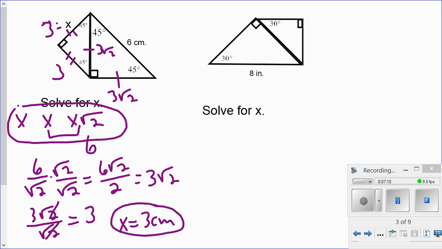Okay, let's take a look at this other triangle here. So here I see a 30 degrees marked and a 90 degree mark, which means this one is 60. And same thing here.